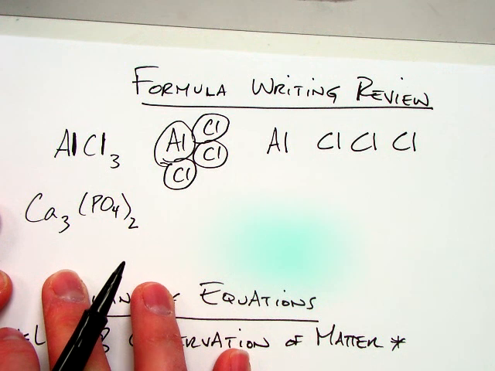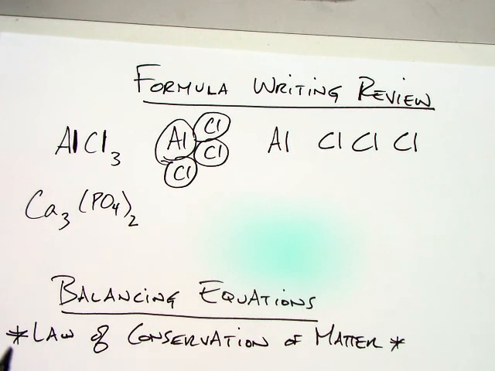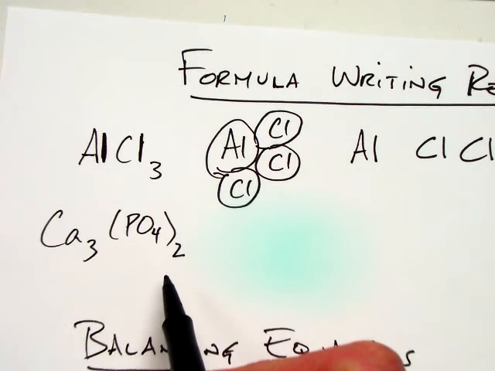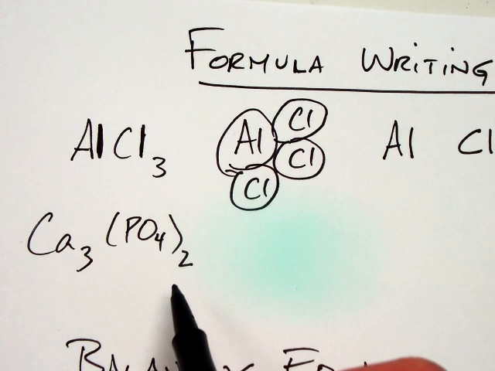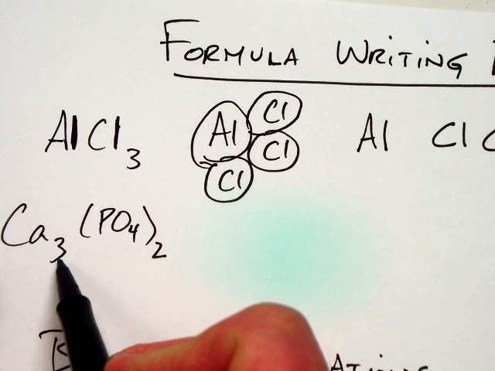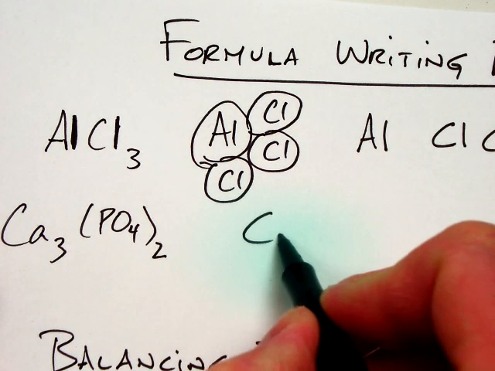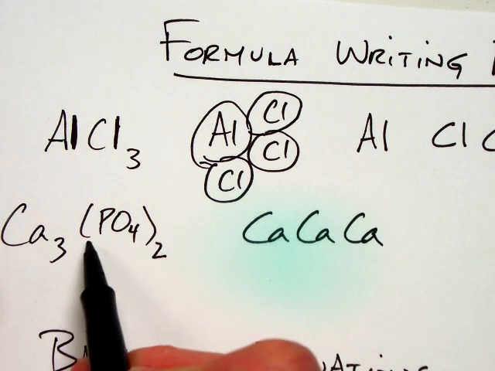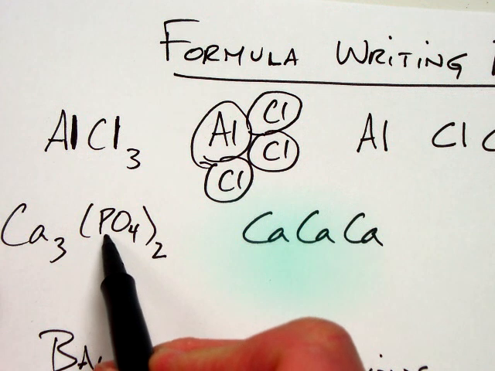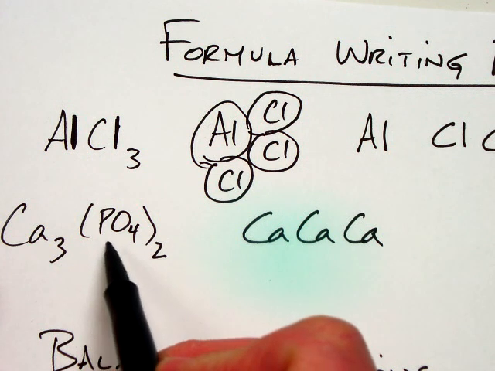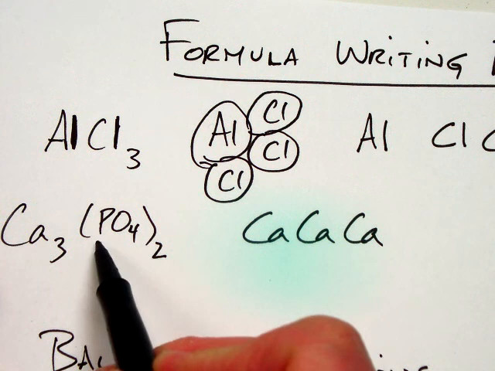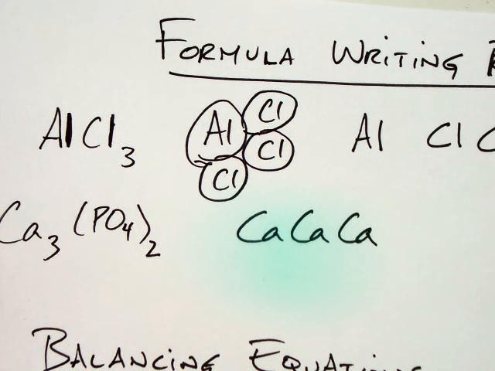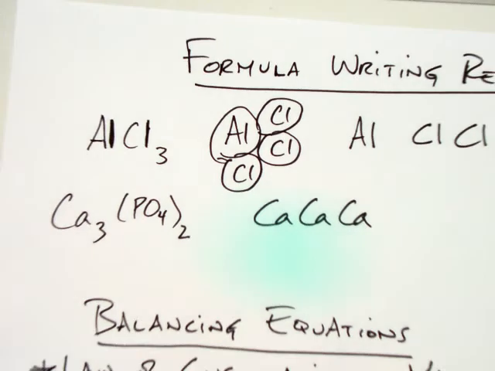Now the next example here does distribute because we have parentheses. So this is going to rely on a little bit of your background in math. You've got Ca3, and then we have parentheses PO4, 2. Now what we're going to learn from here, this 3 says that there's 3 calciums. So I'm going to write Ca, Ca, Ca. And then this 2 distributes. Because there's no number here, we assume that there's 1 P. So this is going to be 2 times the P's and 2 times the 4 O's, which would be 8 O's. Another way to think about that is if I were to write this out.